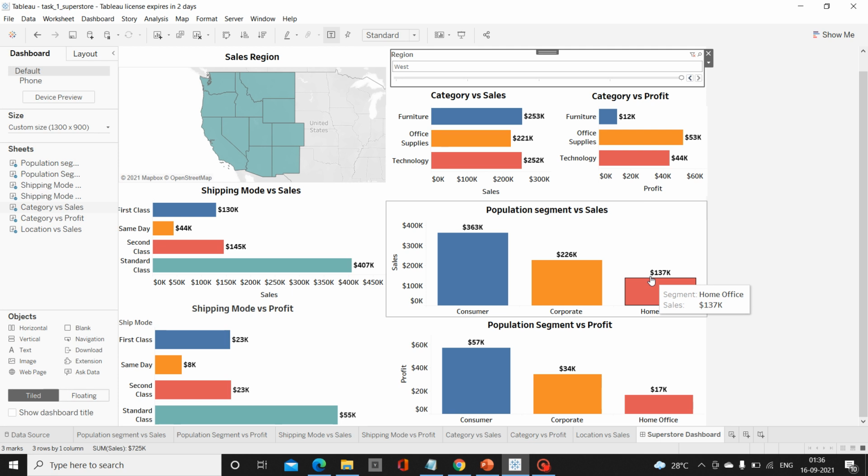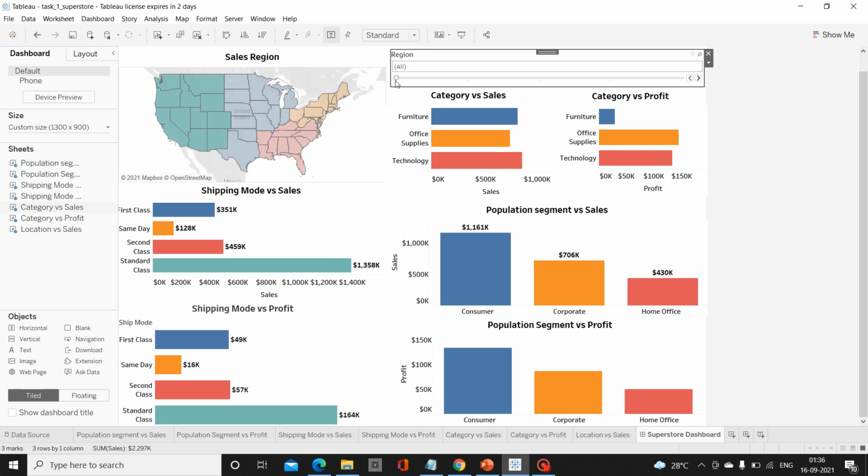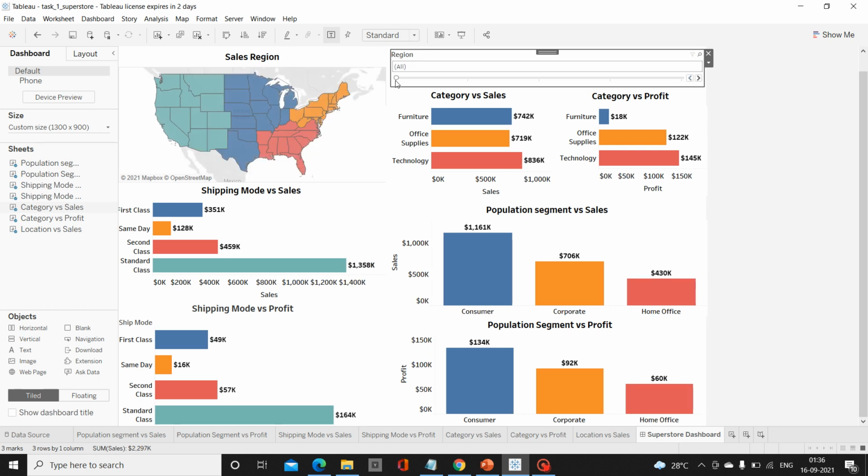And this is one of the problems. We need to find the reason why home office contributes the least in comparison to the other two population segments, which are consumer and corporate. Solving this problem will help us to improve the sales of home office in all the regions, helping us to improve the contribution of home office in profit, which helps us to improve the overall profit earned by the company.